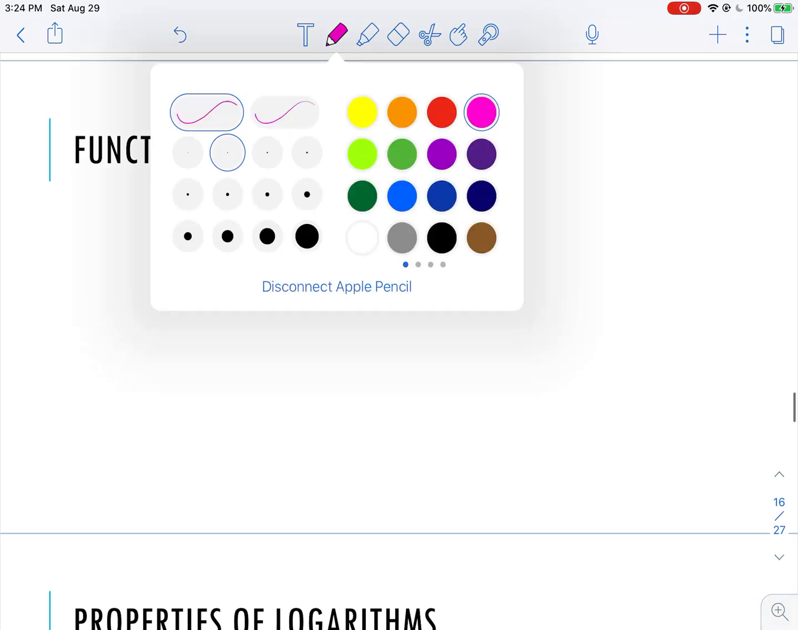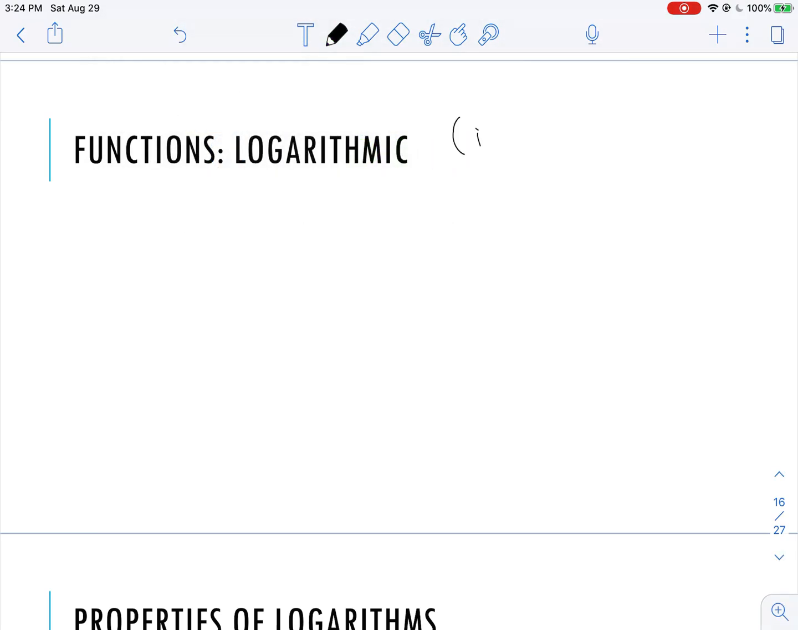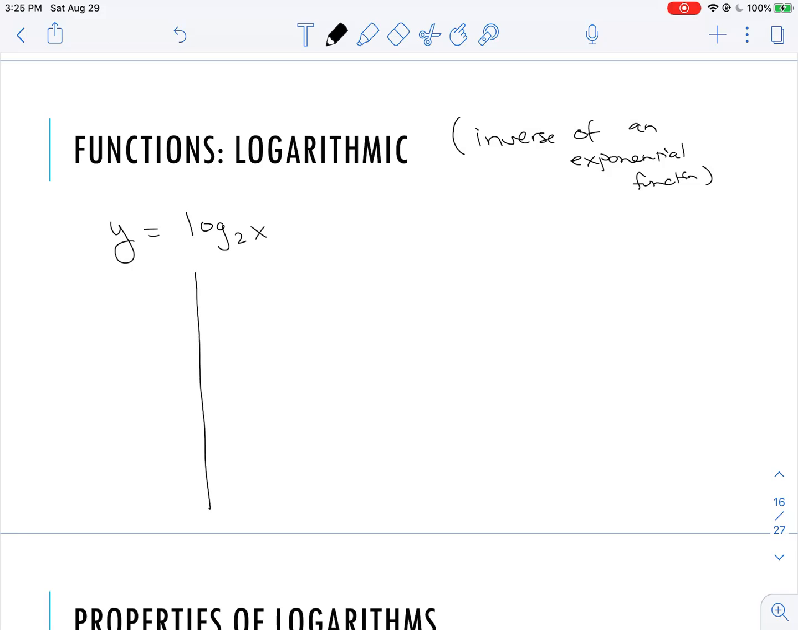Logarithmic functions. A logarithmic function is the inverse of an exponential function. So a logarithmic function would look like log base 2 of x. And so graphically, what that looks like is the inverse of an exponential graph. So it looks like this. And remember, inverse graphs are reflected over the line y equals x. So for a logarithmic function, you're just switching all of the x and y points on the exponential graph.